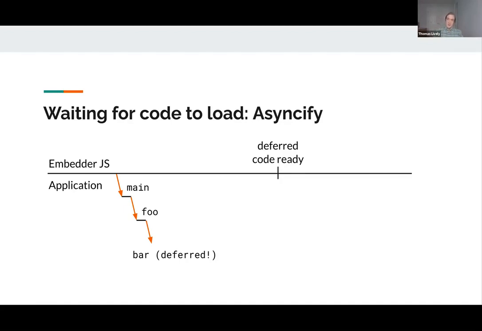So what we really want here is some sort of resumable exception or delimited continuation or stack switching mechanism, so that we can preserve the stack we have so far, but still exit the application, go back to the JavaScript. And then later, once the deferred code has been loaded, we want to resume right back where we were and keep going, calling bar and continuing to run the application.